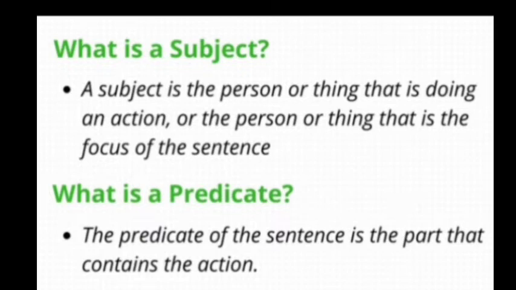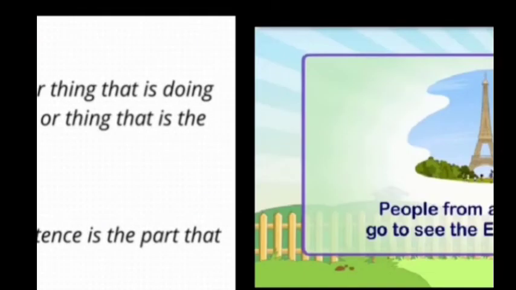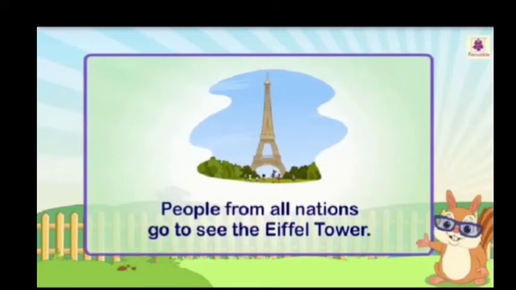What is a subject? A subject is the person or thing that is doing an action, or the person or thing that is the focus of the sentence. And what is a predicate? The predicate of a sentence is the part that contains the action. So let's see an example. I hope that will clear your doubts more. Now see, here is an example: People from all nations go to see the Eiffel Tower.